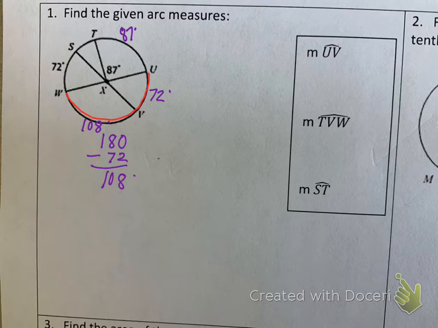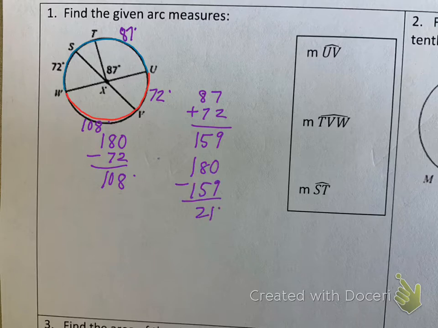You can also look for half circles. For instance, if I highlight this half circle here, it's made up of 3 arcs. I already know 2 of the arcs. I know the 87, and then I know the 72. And if I add those together, I would get 159. And if I take 180 and subtract 159 from that, that would give the remaining arc of 21 degrees.